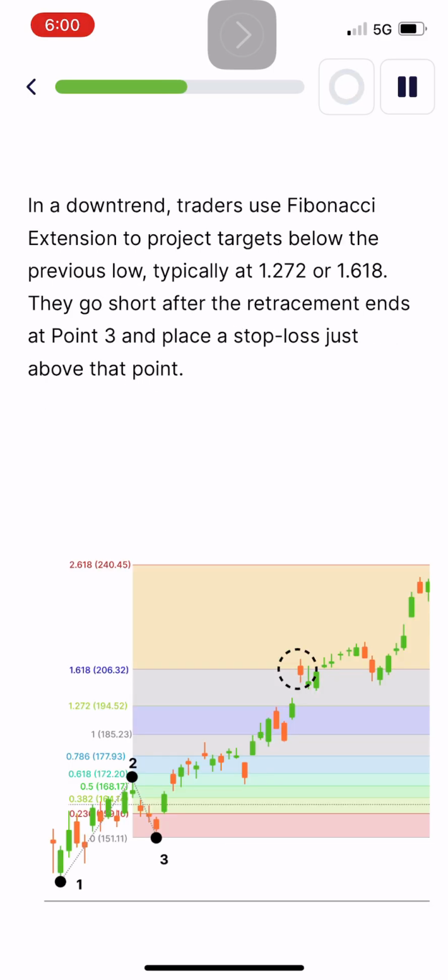In a downtrend, traders use Fibonacci extension to project targets below the previous low, typically at 1.272 or 1.618. They go short after the retracement ends at point 3 and place a stop-loss just above that point.